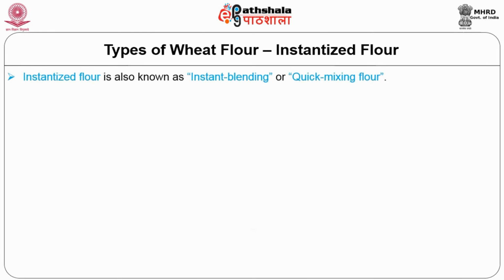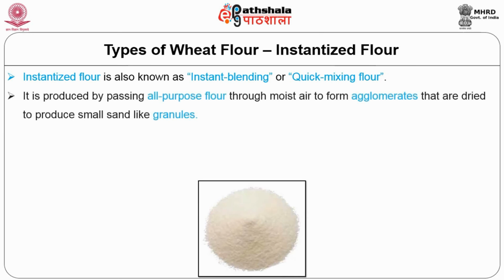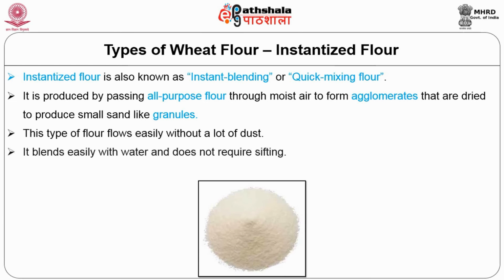Instantized flour is also known as instant blending or quick mixing flour. It is produced by passing all-purpose flour through moist air to form agglomerates that are dried to produce small sand-like granules. This type of flour flows easily without a lot of dust, disperses in water, and does not require sifting. Instantized flour is useful for thickening gravies and sauces.